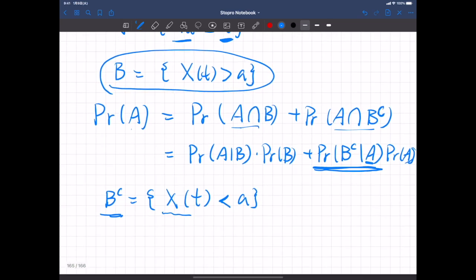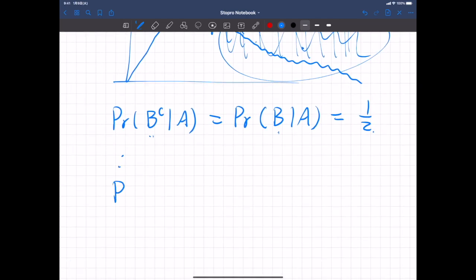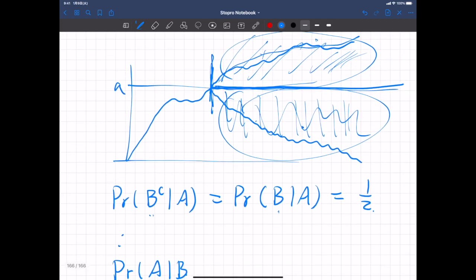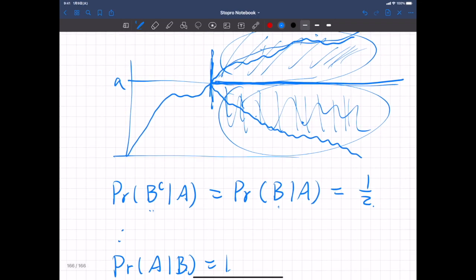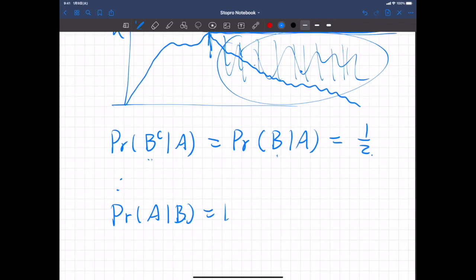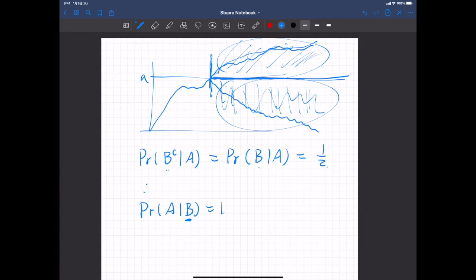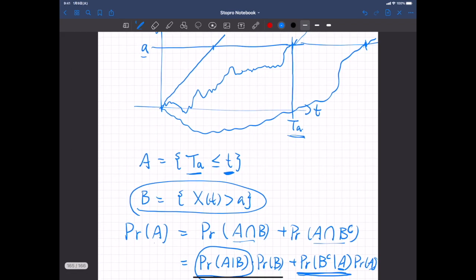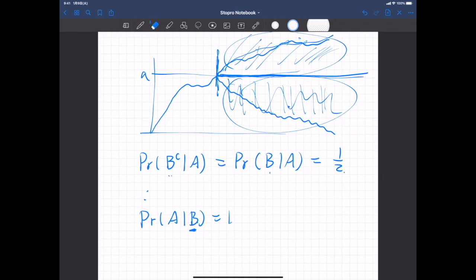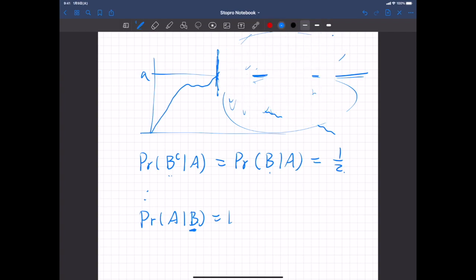And next, consider this probability, A given B. Okay, probability of A given B. So this means, actually this should be equal to 1, because if B is given, then that means x of t is greater than A. So we are somewhere above this line A.